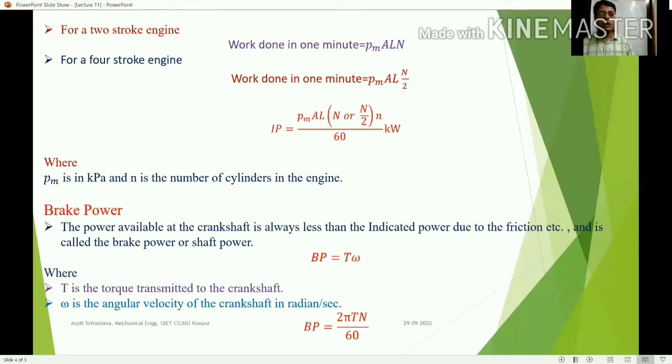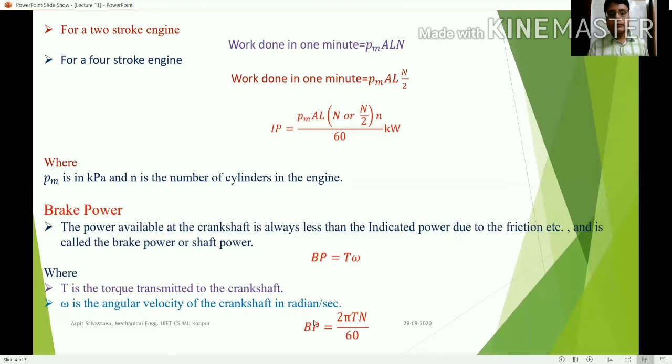Okay, so if we want to calculate brake power inside the engine, we use this term: brake power is equal to torque T multiplied by omega. Okay, where T is the torque transmitted to the crankshaft, and omega is the angular velocity of the crankshaft in radian per second.